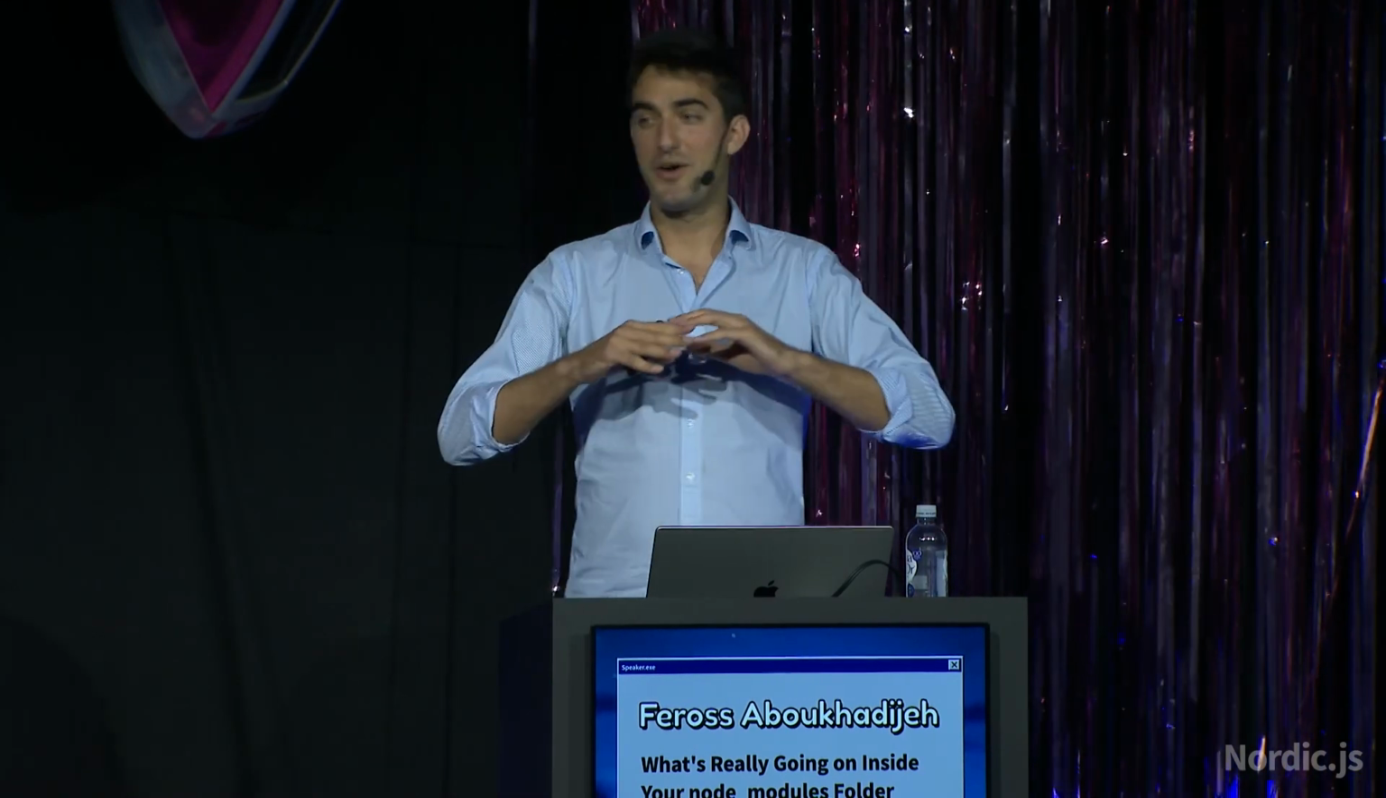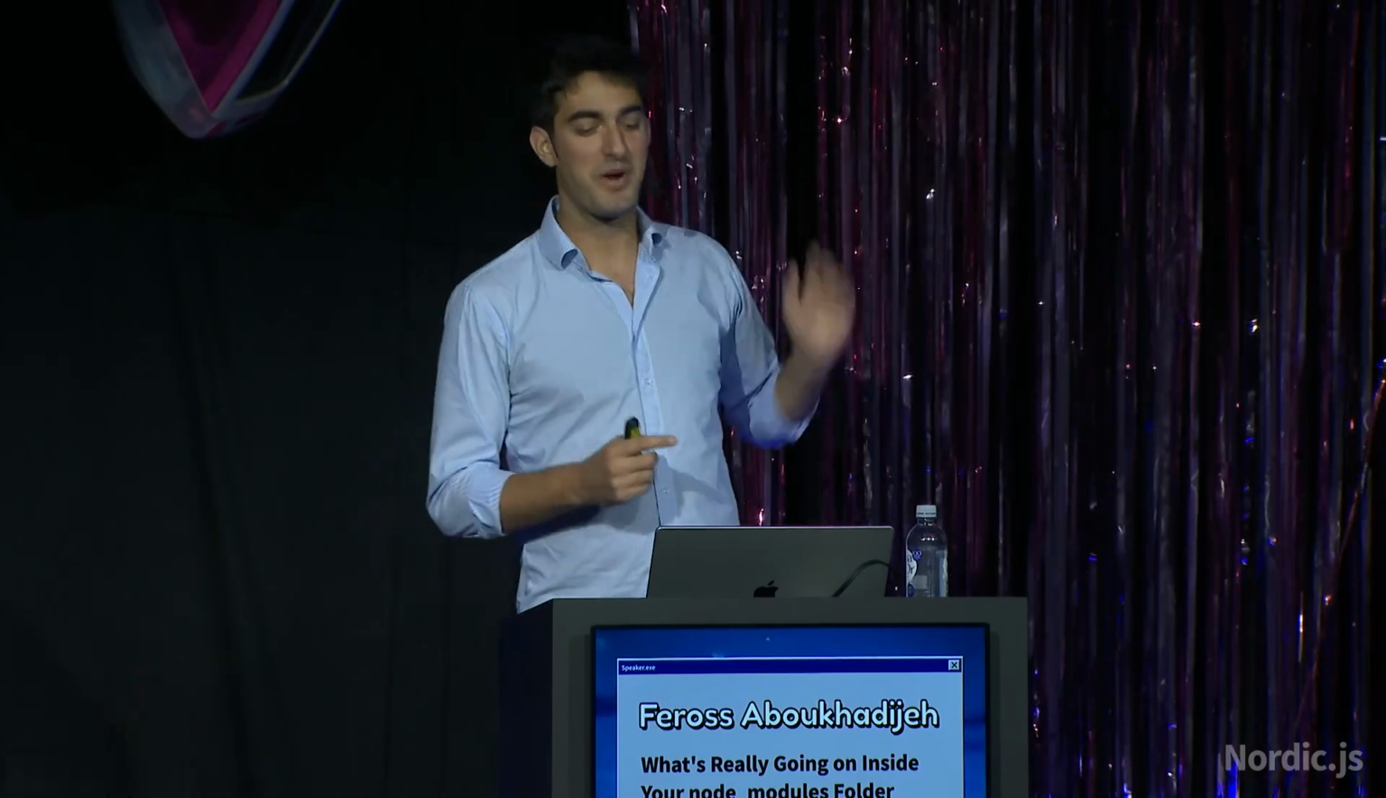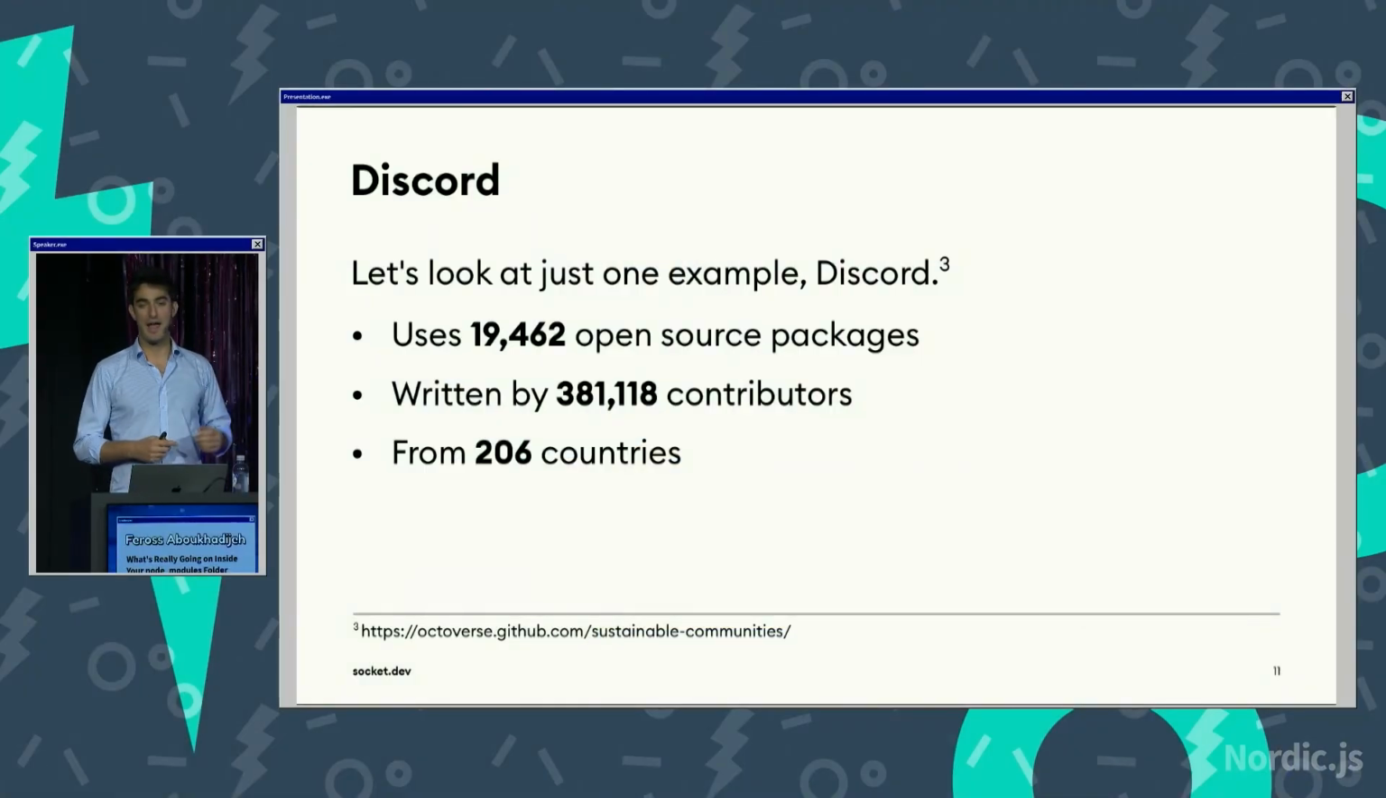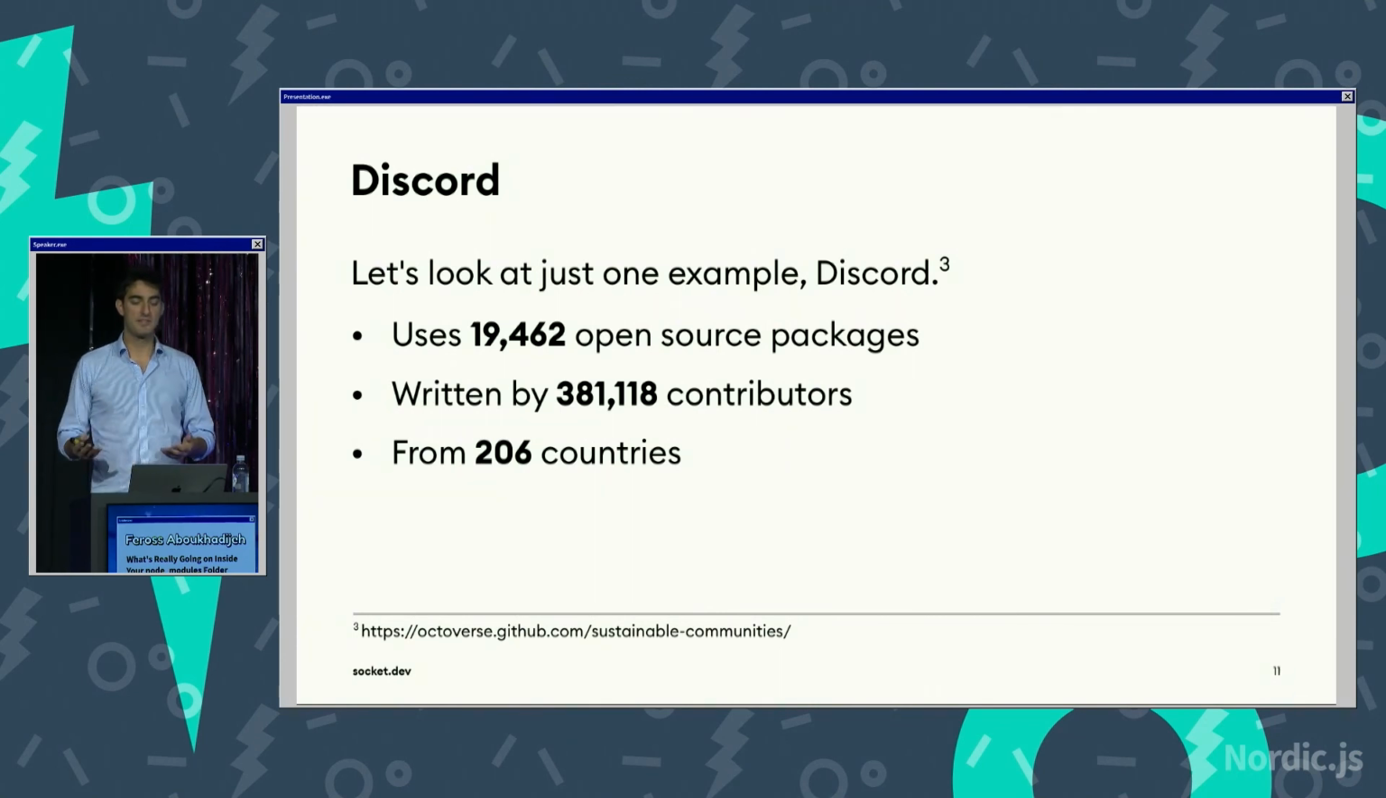So just to get another sense of the scale here, this is just one example. This is the Discord application. How many people have heard of or use Discord? It's an Electron app that you install on your machine, and it's built with JavaScript, and it uses almost 20,000 open source packages. Written by almost 400,000 contributors if you count the Git commits. So almost 400,000 individuals have touched the code in some way. And they come from 206 countries.